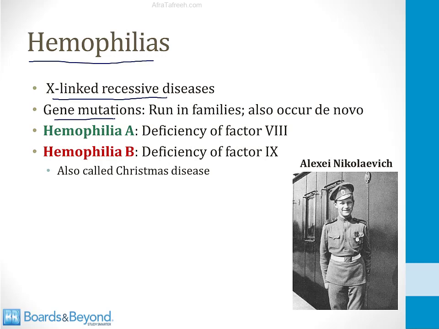They result from gene mutations that often run in families, although you should know that they can occur de novo. So the absence of a family history of hemophilia or bleeding does not rule out a hemophilia disorder. There are two common hemophilias.